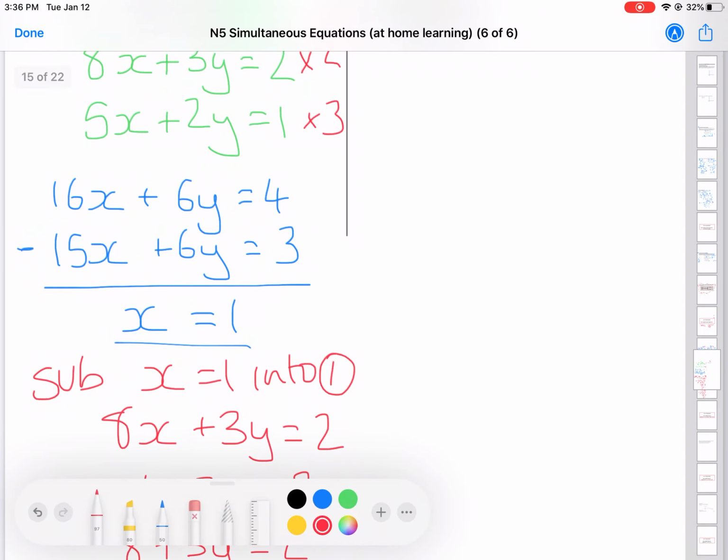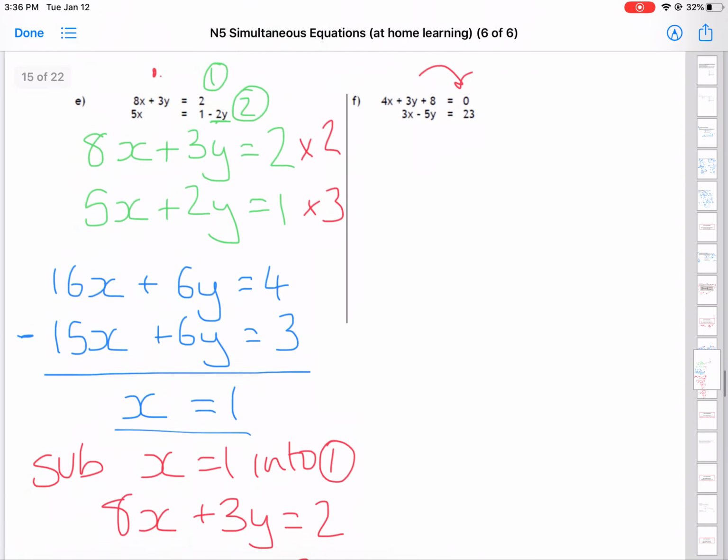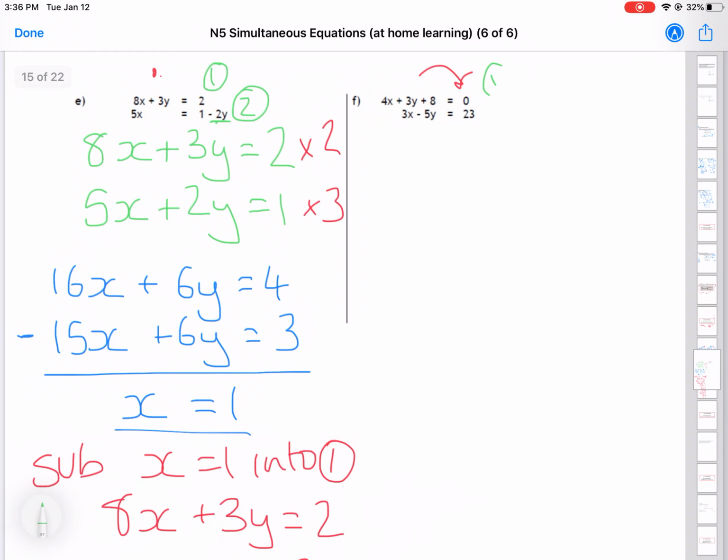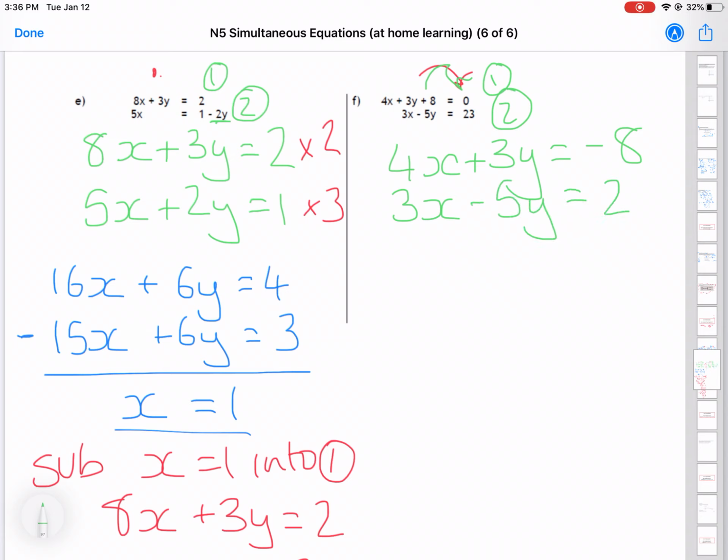Next, get back up to the top. We've got to rearrange the top equation here. I'm going to leave the bottom one on its own and leave that as it is. For the top one, all I'm going to do is move the plus 8 over to the right hand side. So that becomes 4x plus 3y equals negative 8. So we have to take away the 8. And on the bottom, keep number 2 the same. 3x minus 5y equals 23.